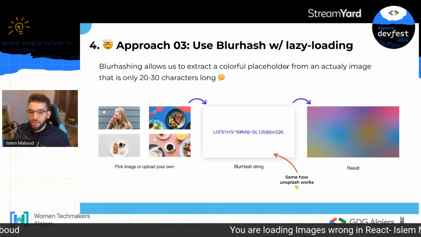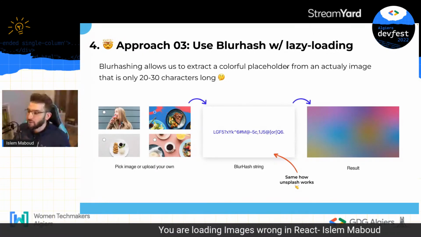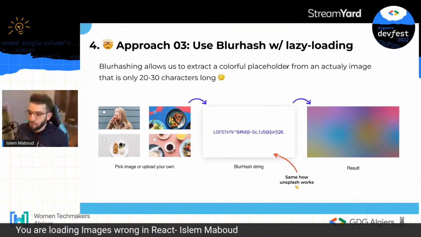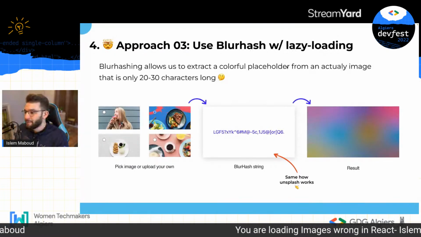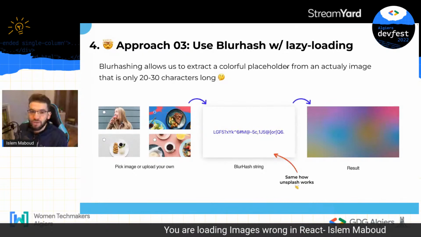Now, this blur hash string can be used to get a result like this, where you see the colorful, it looks like it's blurred, but the actual placeholder string is giving you the hint that this is the actual result.